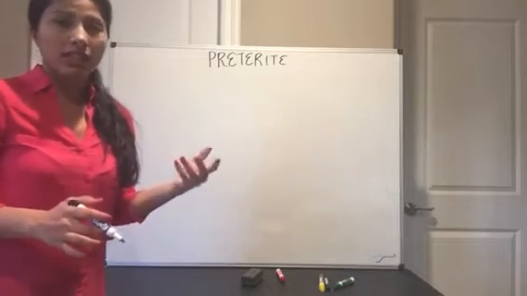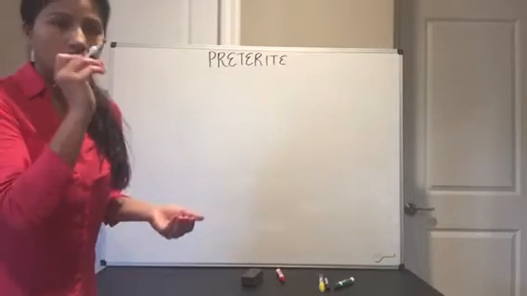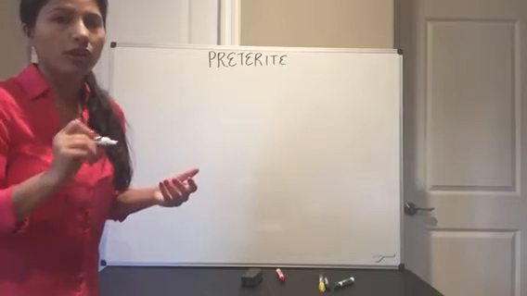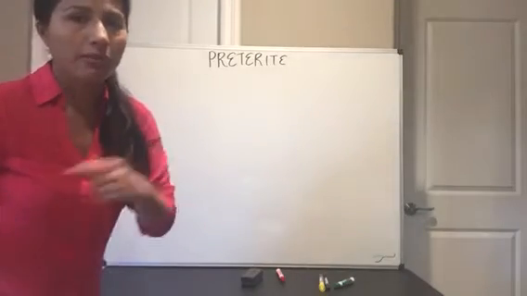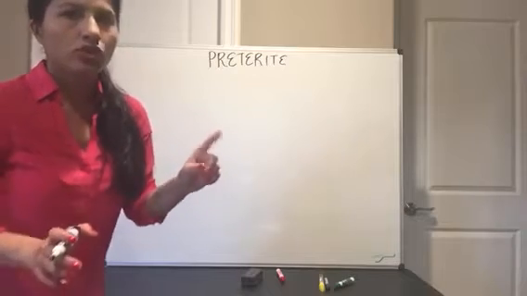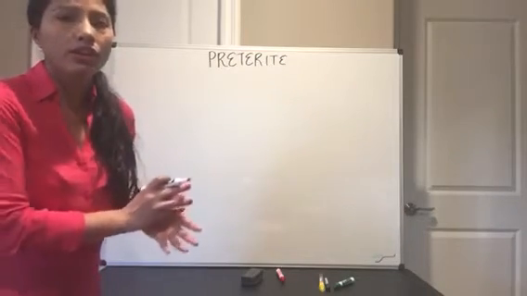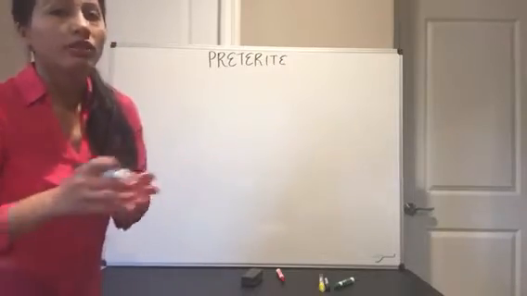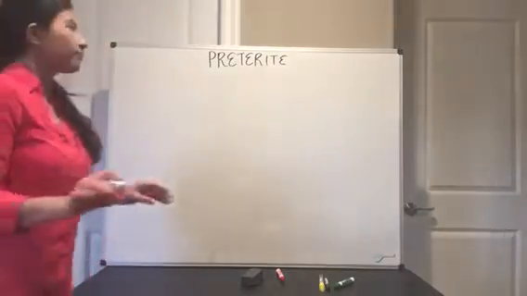For dormir, to sleep, if I say yo duermo, it's O to UE, dormir, duermo, that first O goes to UE. That doesn't necessarily happen in the preterite. Actually, it doesn't happen. So don't transfer the irregularities from one tense, present tense, future tense, preterite, to the other tense, because it's different, okay?